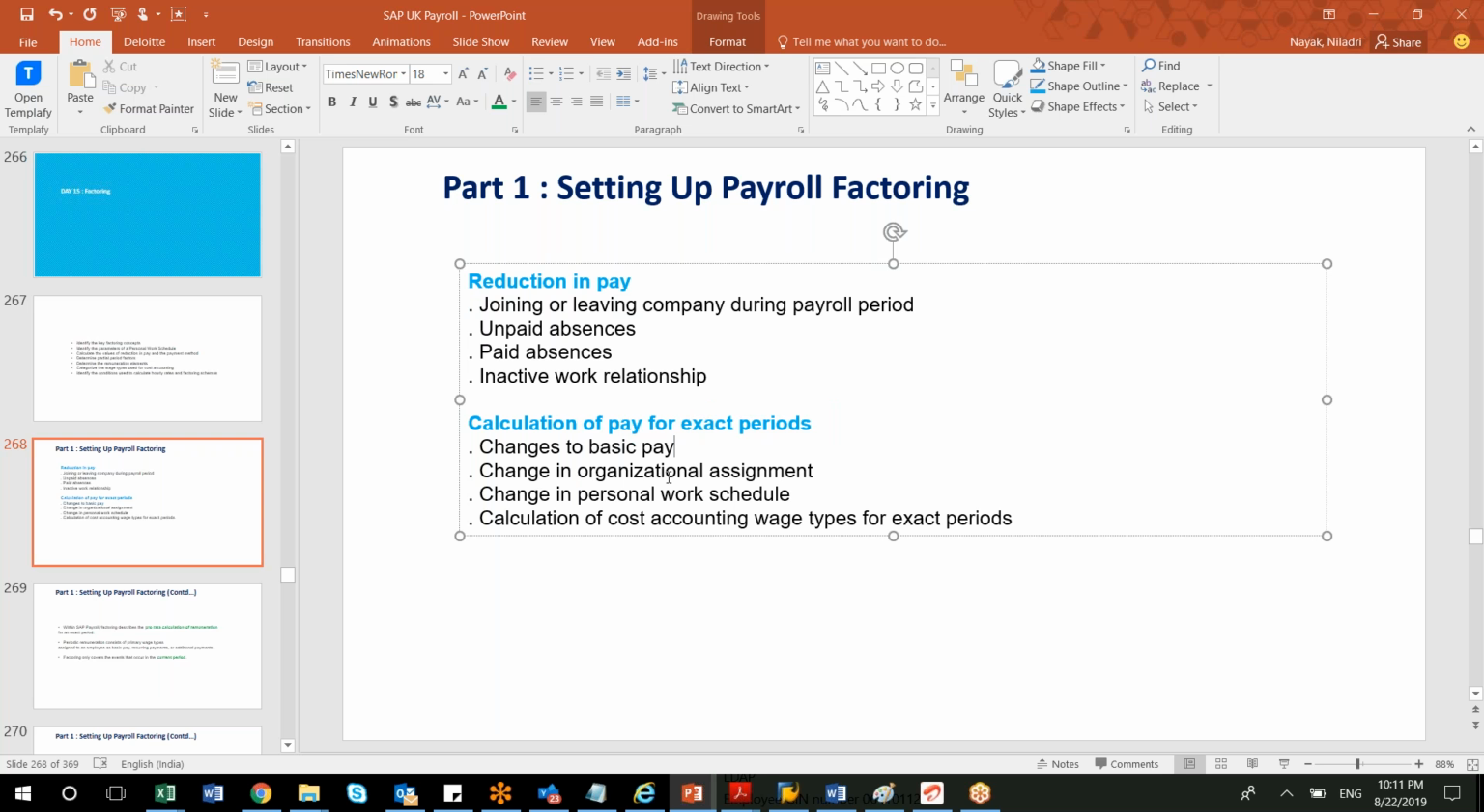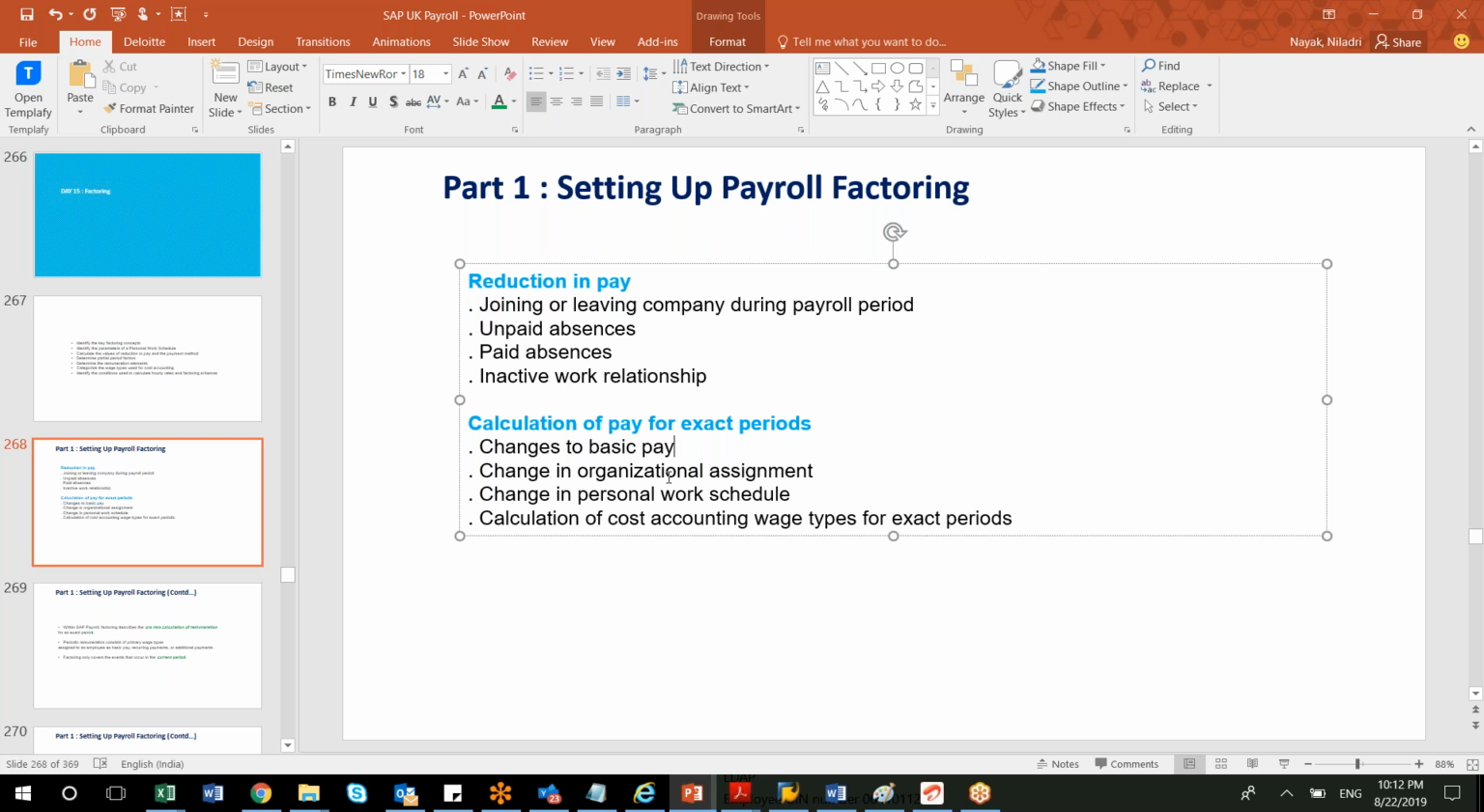when I say the middle of the month, it exactly means the middle of the payroll period. Suppose it is a monthly payroll period and the change happens in the middle of that period. In that case also, payroll factoring comes into the picture. We have a function called WPBP that you must have seen whenever you run any payroll. That gets affected and is divided; it is split into multiple splits.